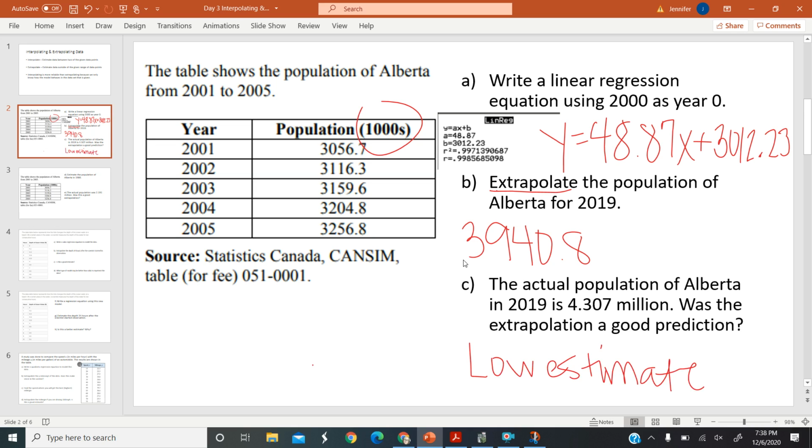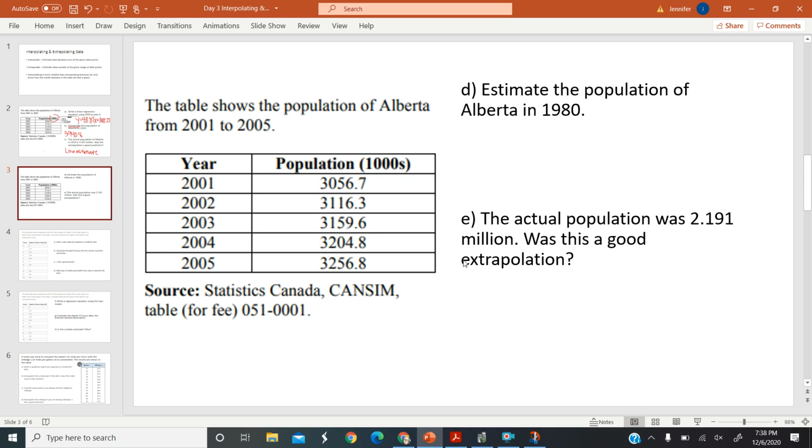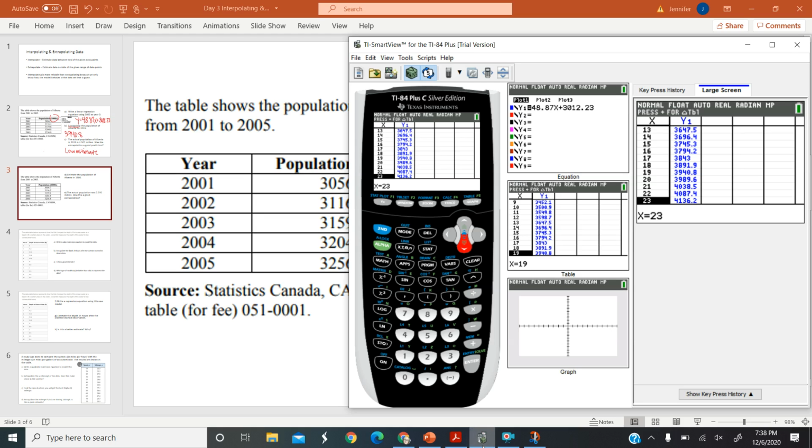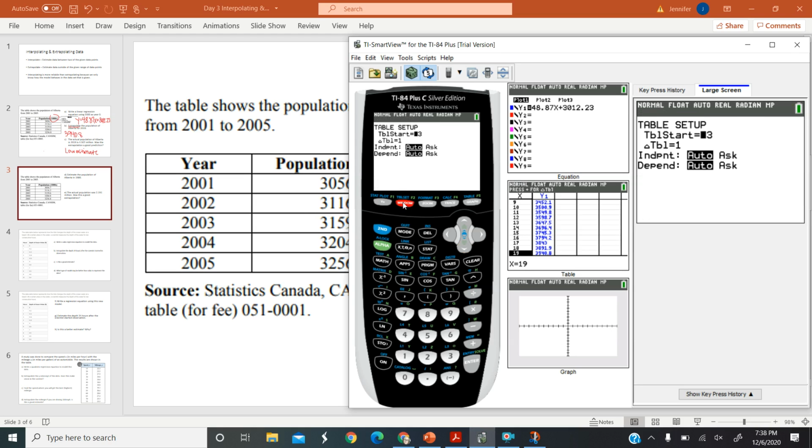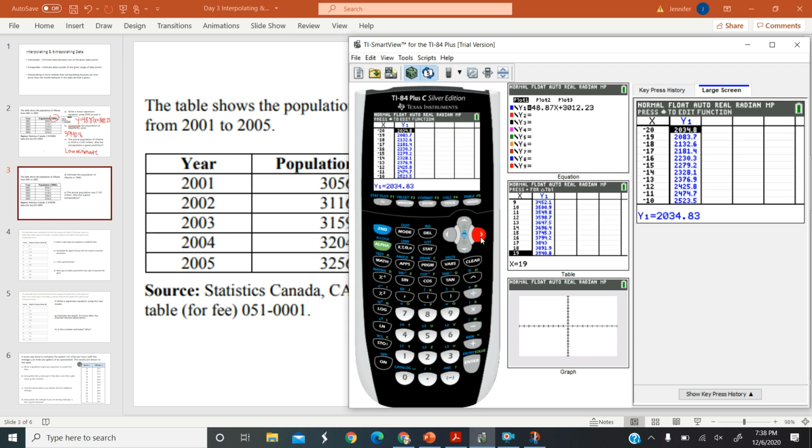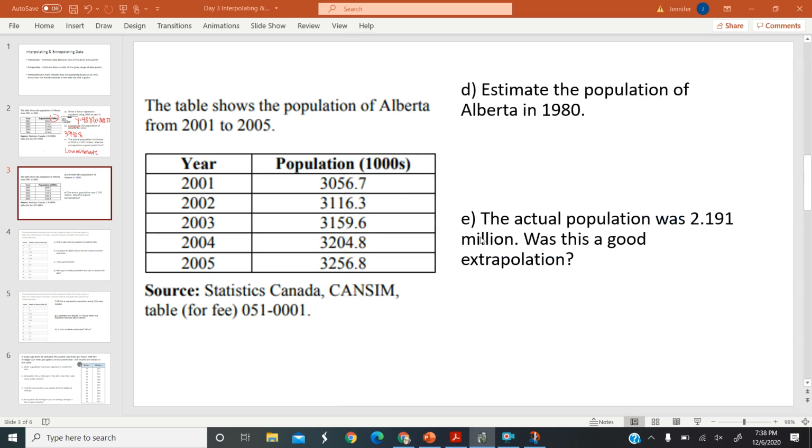And so then the next slide just has a couple more questions about this. This one wants you to estimate the population in 1980. So that one's a little weird. What's going to happen is 1980, you're going to be going negative, and so it's 20 years before 2000, so you're going to be looking at negative 20. So for that one, I'm going to come to my calculator. This time I'm just going to change the table start, and I'm going to put in negative 20, and then go back to my table. And the estimation is 2034.8.